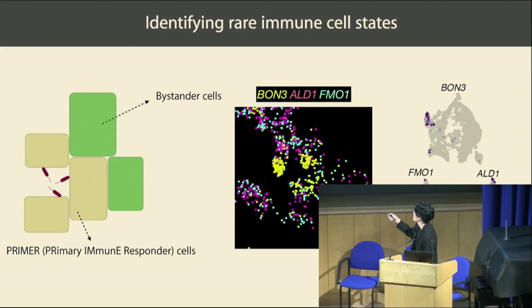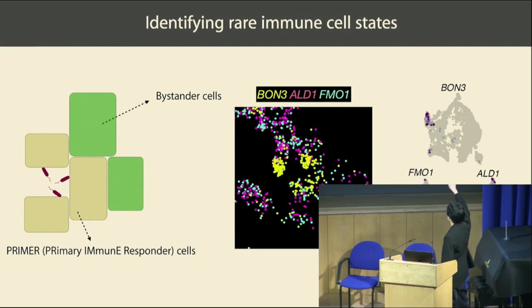For example, in the spatial data, you can see BON3, the yellow one, seems to be enriched in the primer cell population, whereas two other genes are more bystander cell. And completely independent single-cell RNA-seq data also showed that BON3 is enriched in a very rare cell population. This is a primer cell cluster. FMO1 and LD1 occupy different clusters. So this means there are at least two molecularly distinct cell populations, probably more than that.